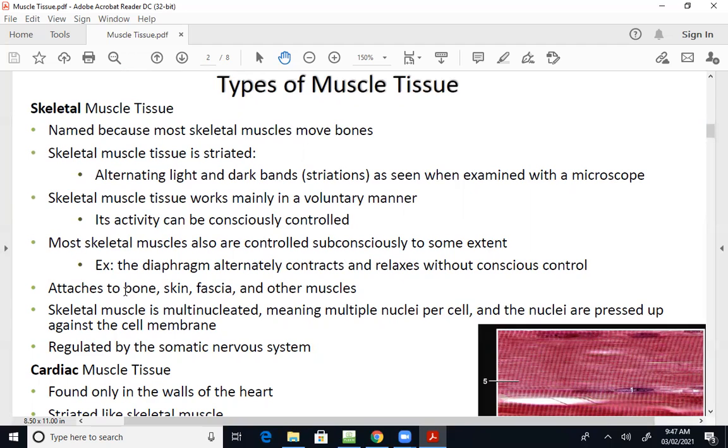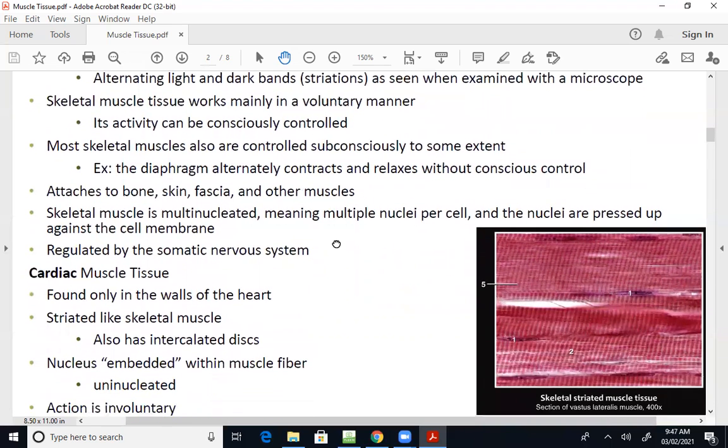There are places like in our face, where it's attached to our skin. And that's why when we contract those muscles, they let us smile instead of move a joint. They're attached to fascia, and you also see some muscles attached to other muscles. We'll talk about what fascia is here on the next page.